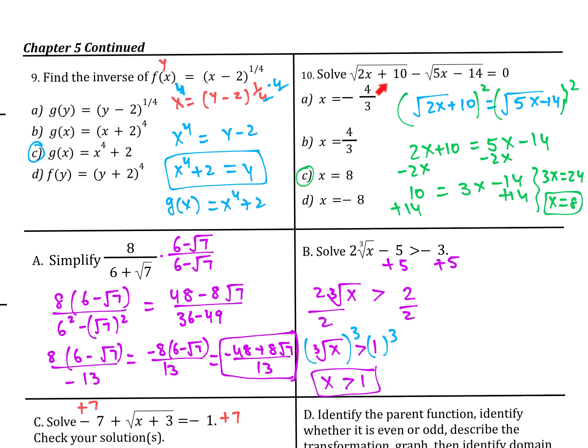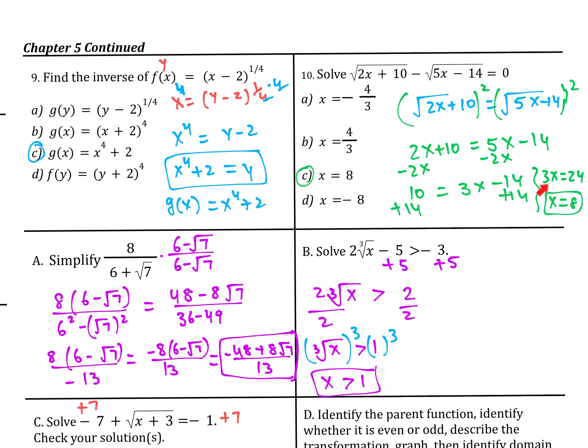For the next question, take this 5x minus 14 to the other side. If they are already on the other side, square both sides to get rid of the square root. And then solve for x by subtracting 2x on both sides and adding 14 on both sides.